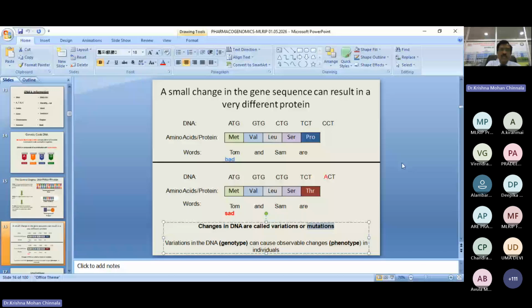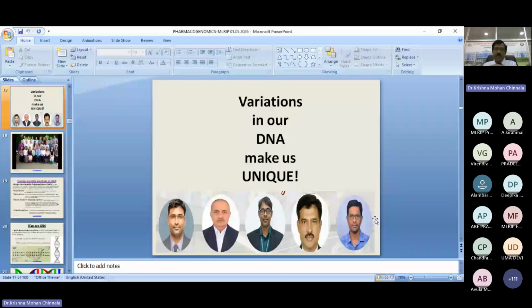Variations in genes may lead to full effect of a drug, less effect of a drug, toxic effect of a drug, or altered effect of a drug. Anything is possible because of alteration in your genes. Variations in DNA genotype can cause observable changes in individuals. Variations in our DNA make us unique. See the picture, all faces are not similar.